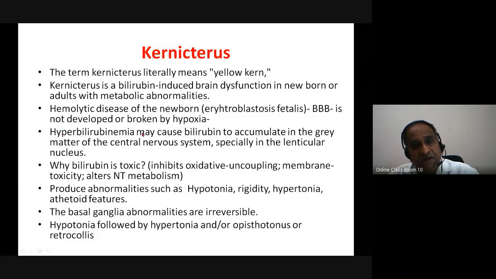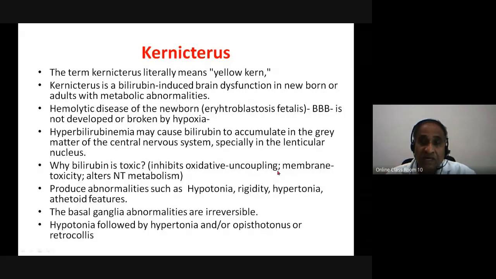Okay, hyperbilirubinemia may cause bilirubin to accumulate in the gray matter of the central nervous system, especially in the lenticular nucleus, that is, the putamen and globus pallidus. Now, why does bilirubin become toxic? Because bilirubin inhibits the oxidative uncoupling within the neuron. That means it impairs the oxidative metabolism, or the mitochondrial metabolic activity.